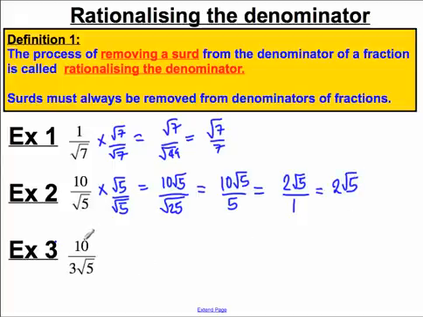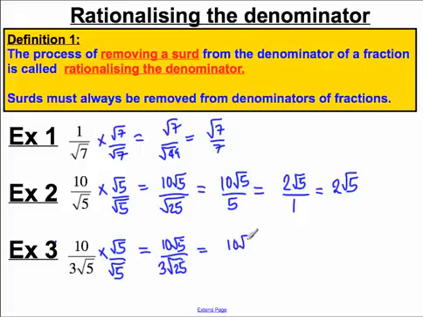The very last example, we've got 10 over 3 root 5. This is different to example 2 because it's got a number in front of, a coefficient in front of the root 5. Again, all we have to do is multiply the top and bottom by that particular surd. Not by 3 root 5, but simply by root 5. Multiplying the top, again we get 10 root 5. 3 root 5 times root 5, well, that must be 3 times root 25.